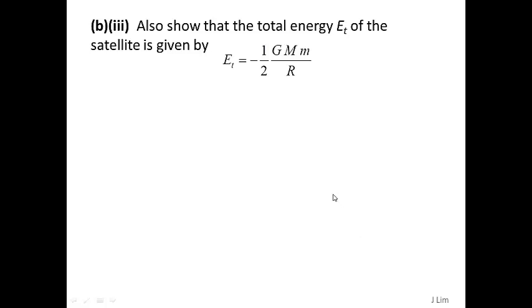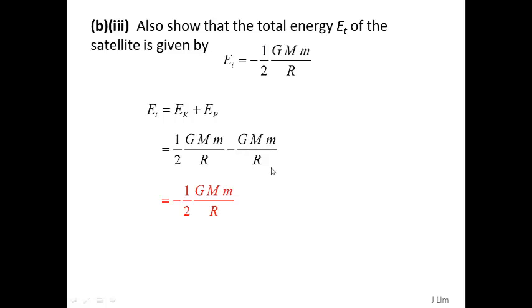Also show that the total energy ET of the satellite is given by E equals minus half GMm over r. Now the total energy is given by the sum of the kinetic and the potential energy. So kinetic is half GMm over r, potential energy is minus GMm over r, so we end up with minus half GMm over r.